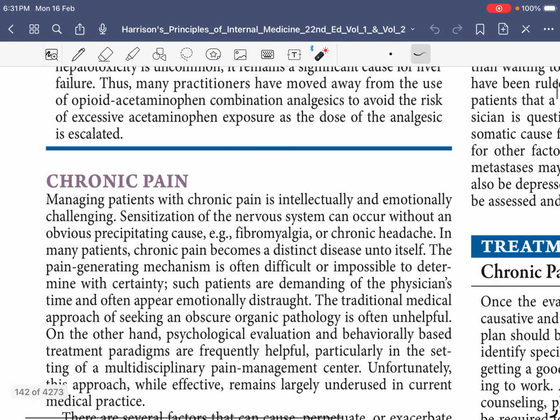Chronic pain. Managing patient with chronic pain is intellectually and emotionally challenging. Sensitization of the nervous system can occur without an obvious precipitating cause. Example, fibromyalgia or chronic headache. In many patients, chronic pain becomes a distinctive disease unto itself. The pain generating mechanism is often difficult or impossible to determine with certainty.